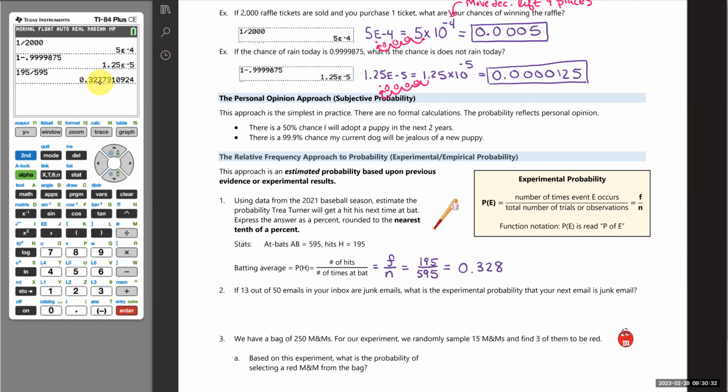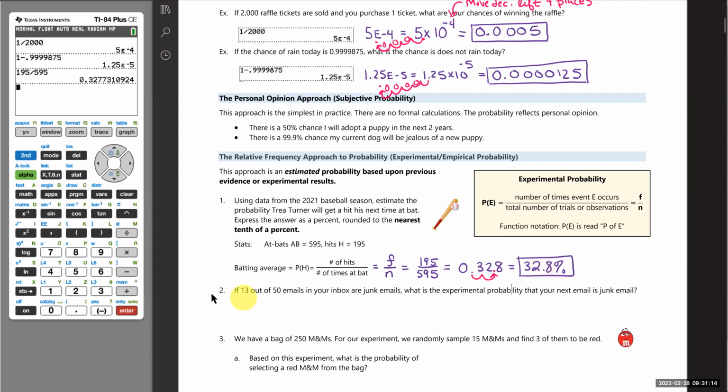So that's the decimal form, but the directions here say round to the nearest 1/10 of a percent. So the reason I did the 3 decimal places is, remember, to change to a percent, you move the decimal to the right 2 places, and then you add your percent symbol. So that would be 32.8%. So I estimate that the next time he goes to bat, he'll have a 32.8% chance of getting a hit. So this is always an approximate. We just write the equal sign to make our lives easy, but everybody understands this is an approximation if we're talking about the next time he goes to bat.